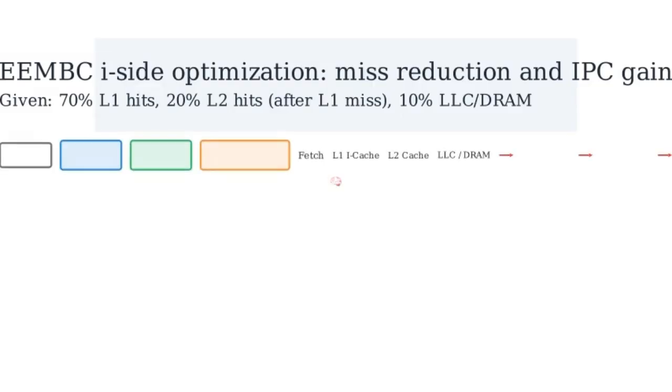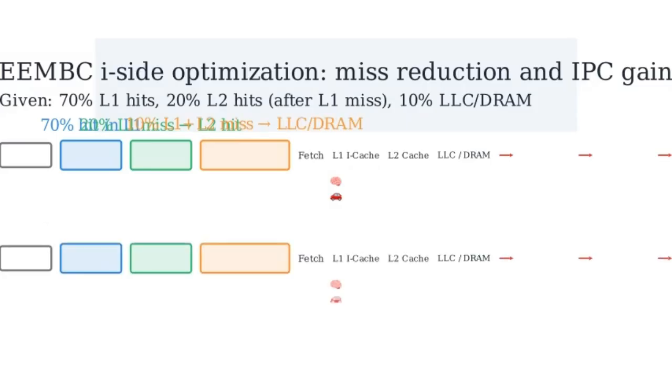First, let us visualize the baseline instruction fetch path. We fetch instructions, check L1 instruction cache, then L2, then the last level cache or main memory. We will place the percentages on the diagram so we can reason about where time is going.